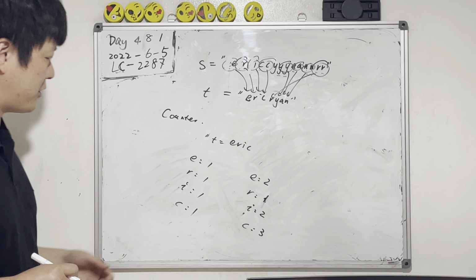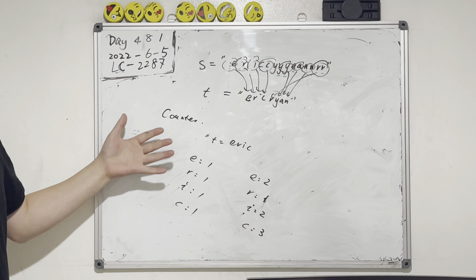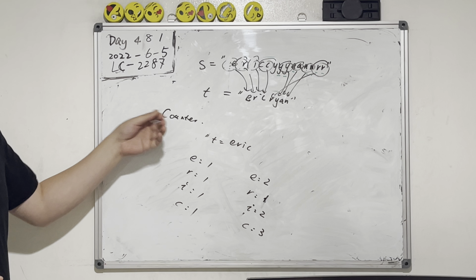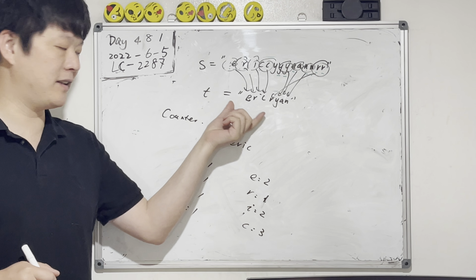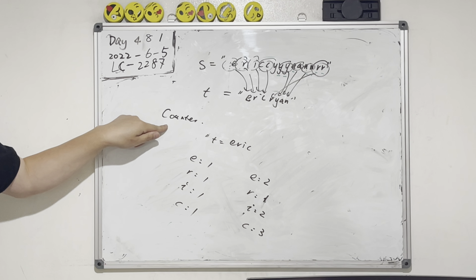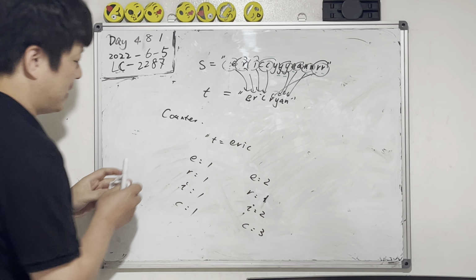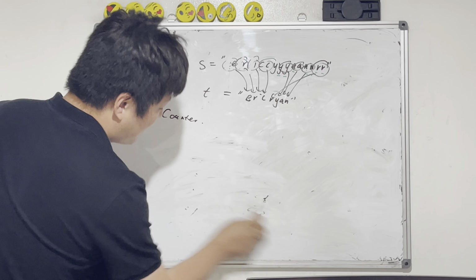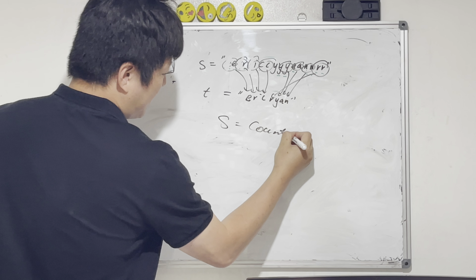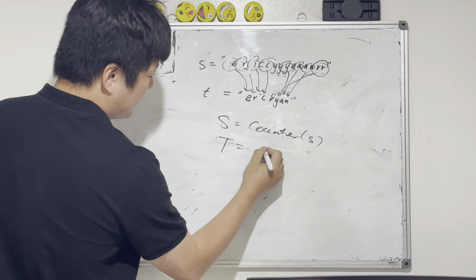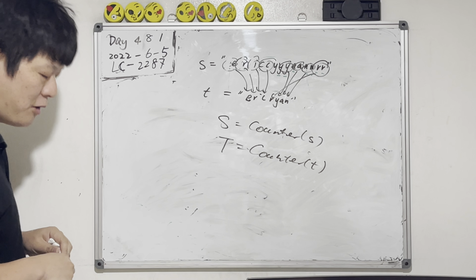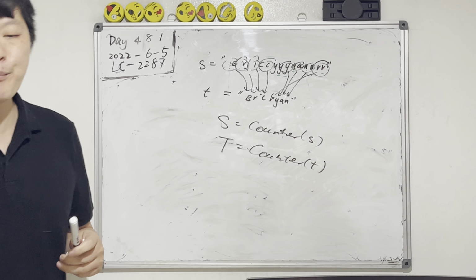The most efficient solution is using the counter. We're using the Counter object, or a default dictionary, and we go through the letters and update the frequency. But we can also use Counter directly, which is easier. So how do we use the Counter? S equals Counter of S, T equals Counter of T. So we have these two counters, and now we just have to find the minimum.